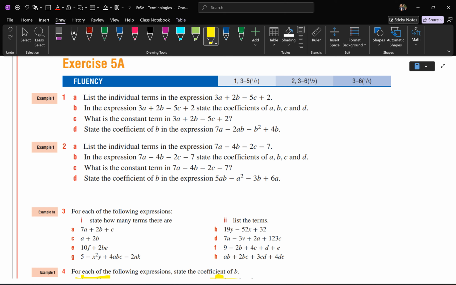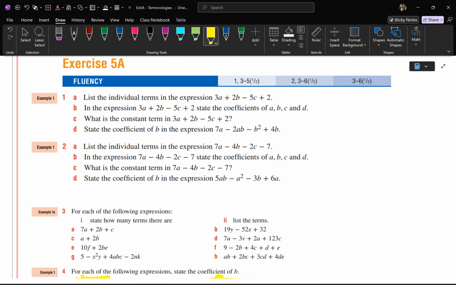Upload them. What's the individual term? So in this one, the top one, the real top one, number one, the 1A. Yeah, same thing. So in this expression, it is 3A. 3A is a term, comma, positive 2B is a term, comma, negative 5C is a term. So that's your individual terms.